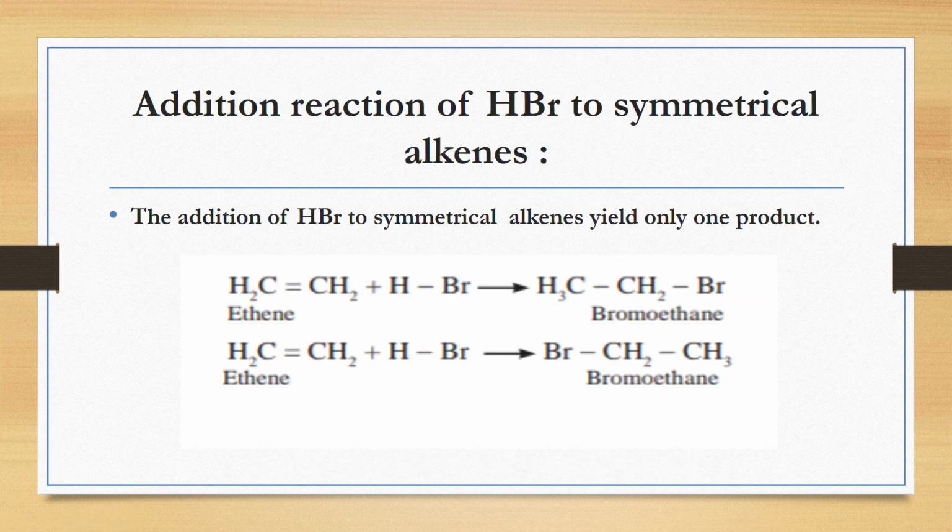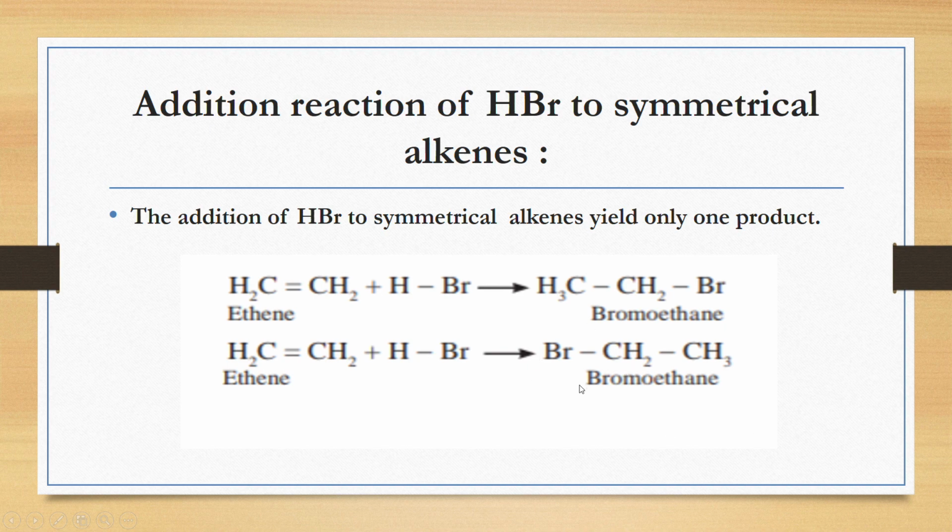Addition reaction of HBr to symmetrical alkene will take place to form only one product. So ethene is a symmetrical alkene. You make two parts of alkene along the double bond and both the parts are the same, CH2, CH2. So the alkene is symmetrical. We are adding HBr to it and we'll get bromoethane as the product. Now see, if bromine is added to this carbon atom, we get bromoethane. If bromine is added to the other carbon atom, then also we get the same product. This happens in symmetrical alkenes.